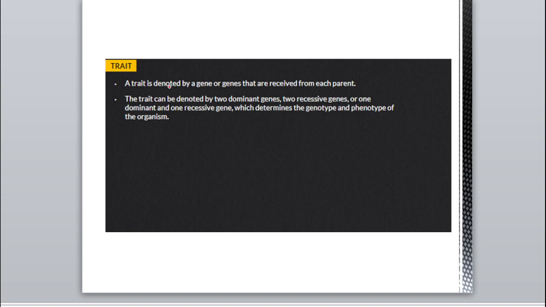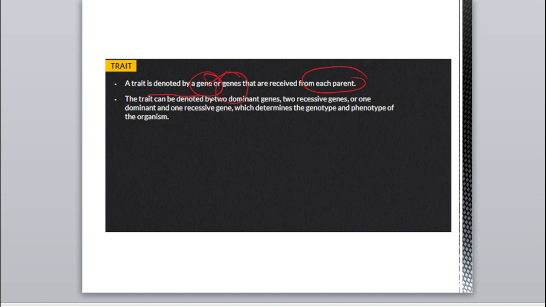Now, trait. A trait is denoted by a gene or genes that are received from each parent. We have studied what heredity is. Heredity means traits are passing from parent to their offspring. So, they are denoted by genes. If we are talking about one character or one trait, it can be one gene or many genes.